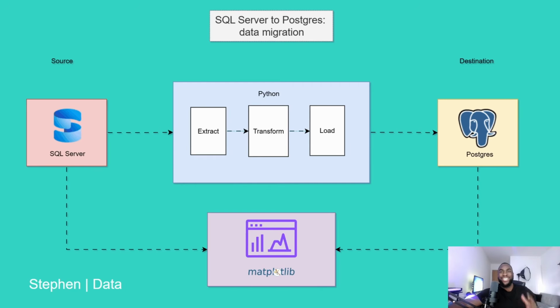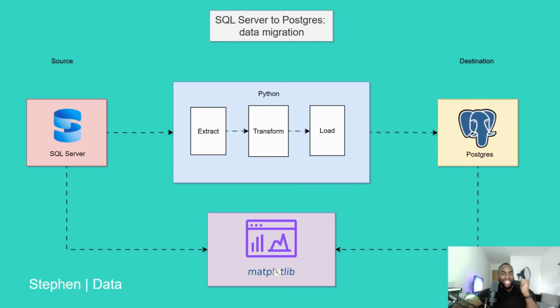We're going to migrate business data from a SQL Server database into a Postgres database using Python and SQL. And we're also going to visualize our results in matplotlib. The data source is SQL Server. So this has a UAT database that contains the business data we want to migrate into Postgres. And Postgres is going to be the target database for this project.